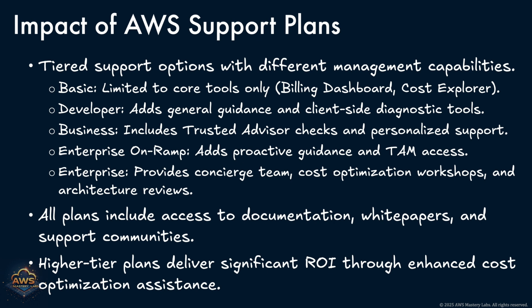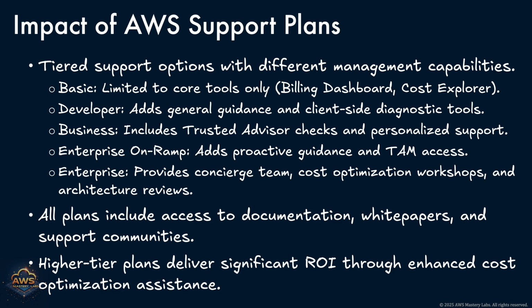At the top of the ladder is the Enterprise Support Plan. This provides the highest level of engagement, with a concierge team to help manage billing and accounts, as well as personalized cost optimization workshops and in-depth architectural reviews. It's designed for large-scale businesses running mission-critical workloads in AWS. Regardless of your plan, all tiers offer access to documentation, white papers, and AWS support communities. But as you move up, you unlock deeper technical and financial insight, leading to more control, greater efficiency, and stronger return on investment.